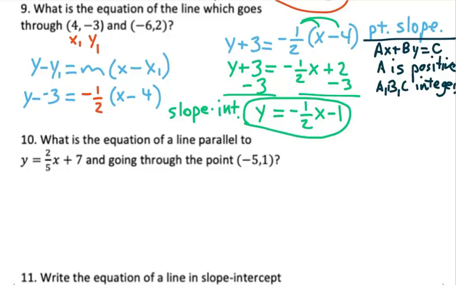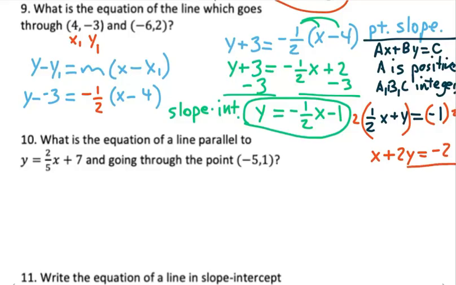So if I want to change this from slope-intercept to standard form, which sometimes we'll want to do, we would go ahead and add 1/2 x to each side. So we'd have 1/2 x plus y equals negative 1. And then to get rid of the fractions, we're going to multiply by any denominators, or the common denominator. In this case, 2. So distribute the 2, we get 1x, or just x, plus 2y equals negative 2. So this would be the standard form version of the answer.